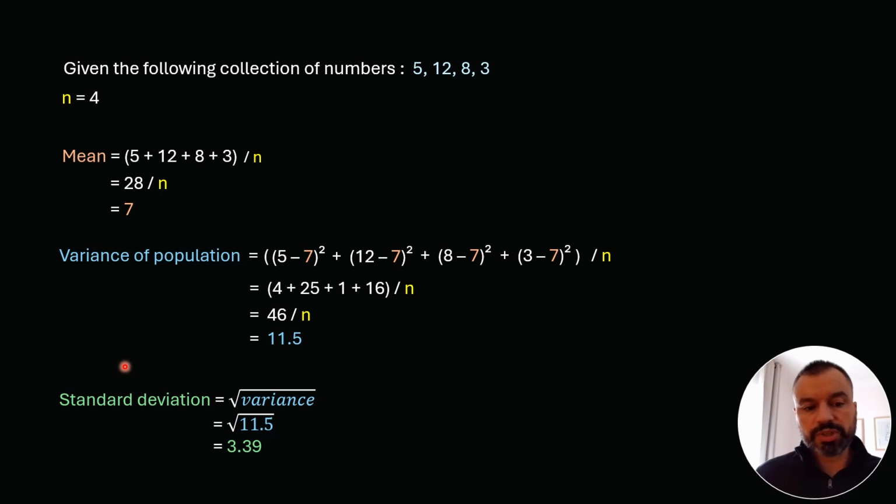And the standard deviation is pretty straightforward. It's just the square root of the variance. We take the square root of the variance. The variance is 11.5, and if we take the square root of 11.5, that gives us 3.39. So the standard deviation is easy to calculate.